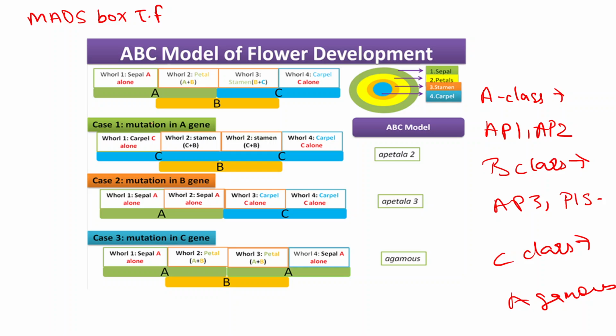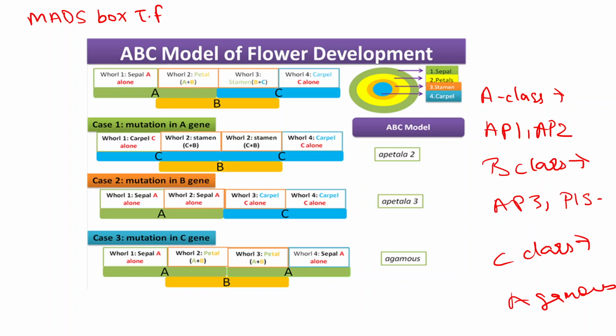Is it clear? For sepal formation, you require only A class of genes. For petal formation, you require both A and B classes of genes. For stamen formation, you require both B and C classes of genes. And for carpel formation, you require only C class of genes. So these are the three classes of genes, and these are examples of genes which come under these classes.